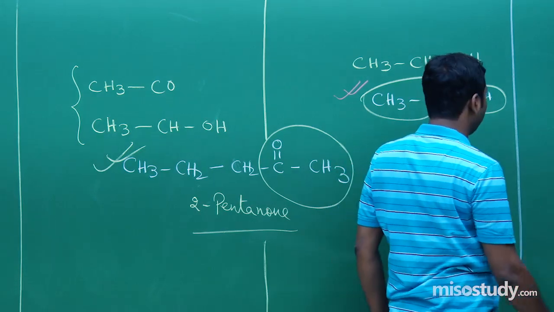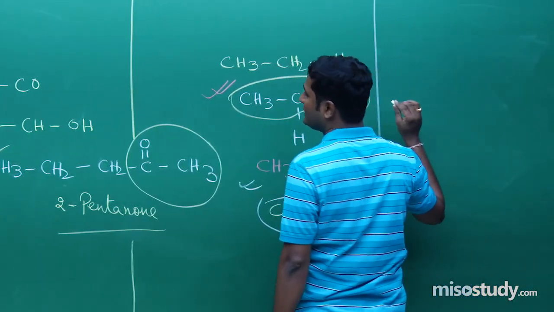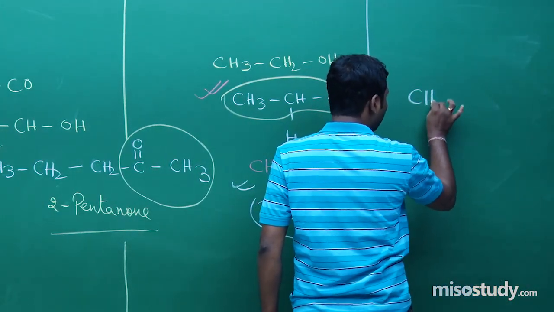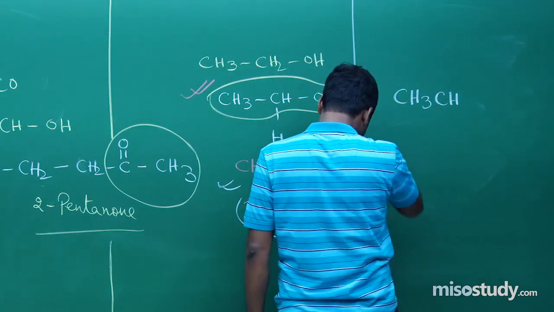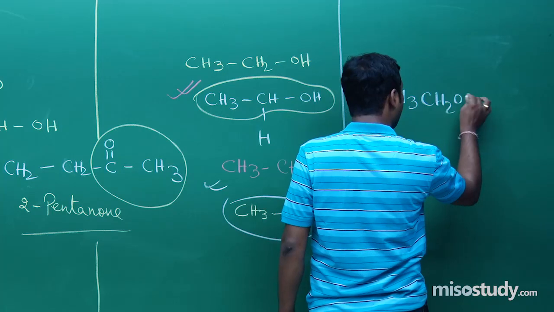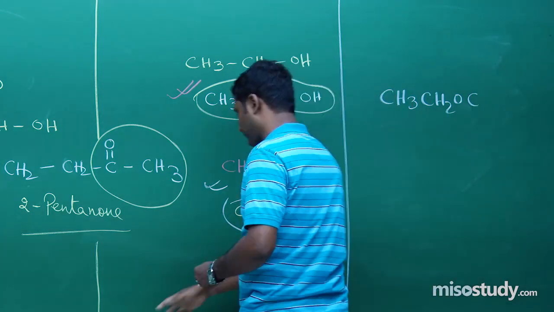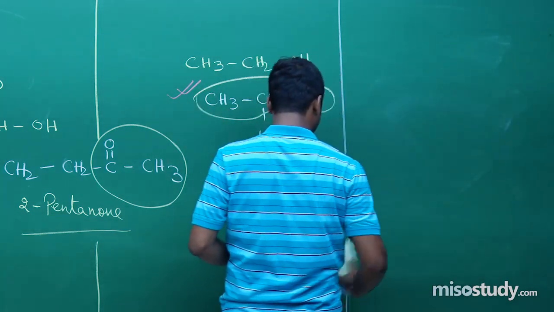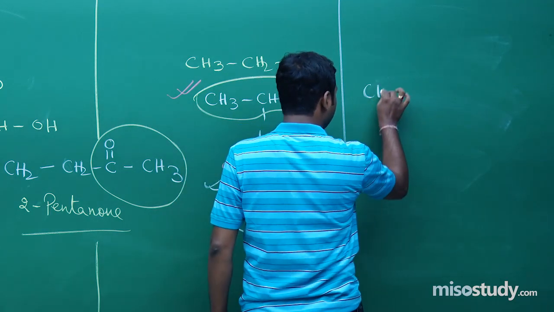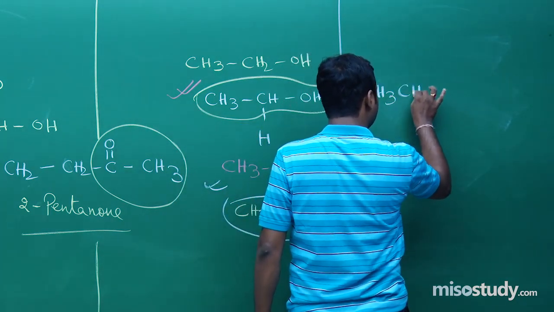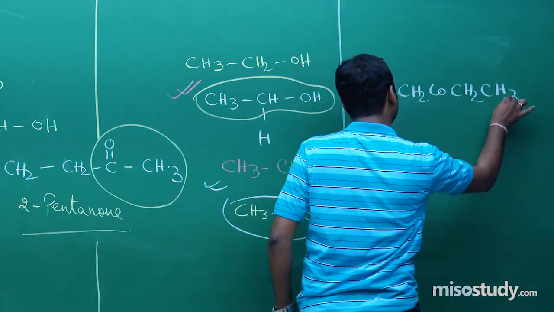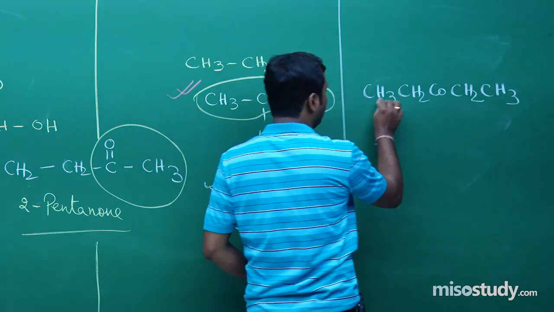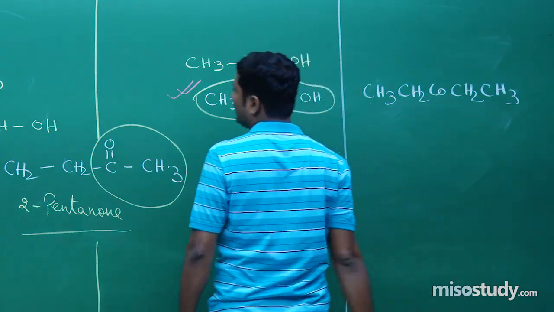That is, if I write like this, the second one is 3-pentanone: CH3CH2COCH2CH3. Clear to you? This one, 1 2 3 4 5, 3-pentanone.